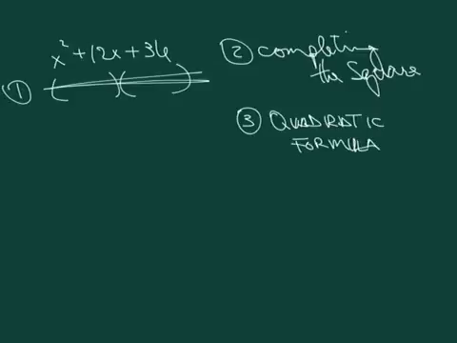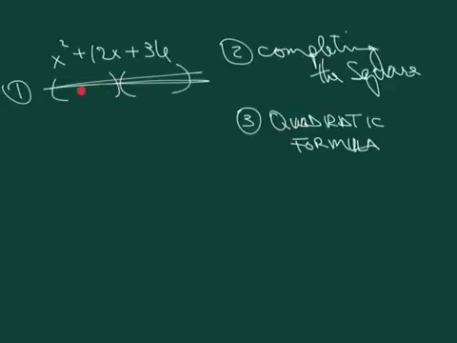Okay, so those are three methods to solve for x when you're given a trinomial. This is the easiest, doesn't always work. This is a little bit more complicated, it always works. This is a little bit more complicated, always works. So these two always work, but this one is the easiest one.